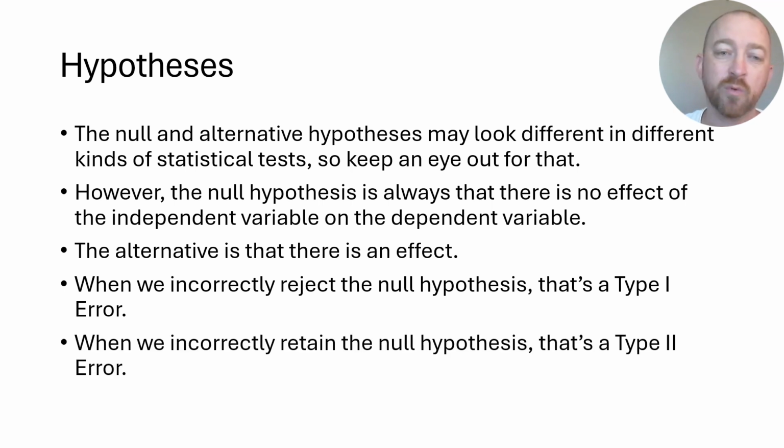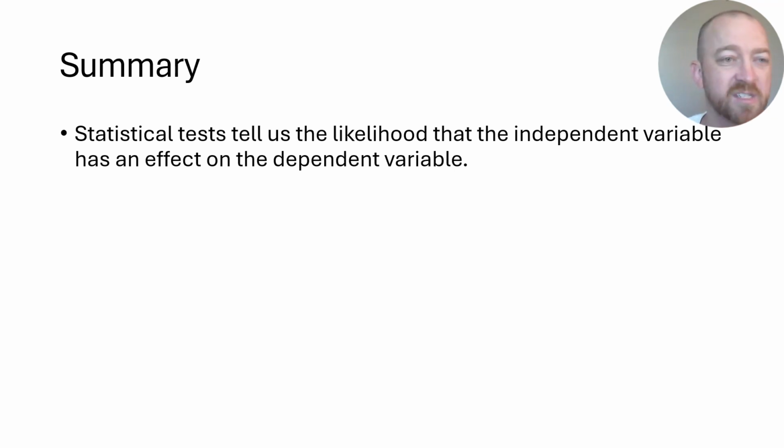And then if you incorrectly retain the null hypothesis, in other words, you incorrectly say she doesn't like me, but in reality she really does, that's called a type 2 error. An incorrect retention of the null hypothesis is the definition of a type 2 error. Okay, there's a lot more, but let's stop there.